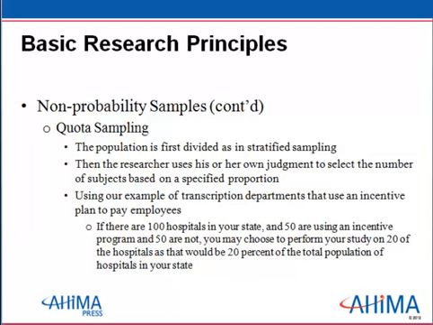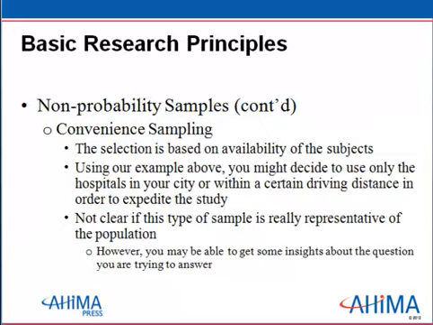In quota sampling, the researcher first divides the population, as in stratified sampling, and then they select the number of subjects based on a specified proportion. In quota sampling, the selection of the sample is made by the researcher who has been given or decides on quotas to fill from the subgroups. In convenience sampling, selection is based on the availability of the subjects.